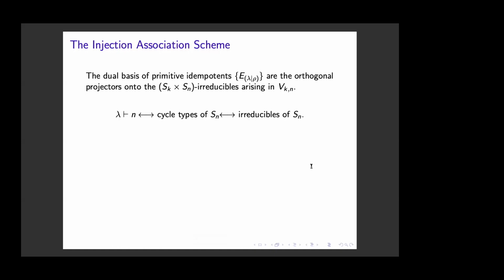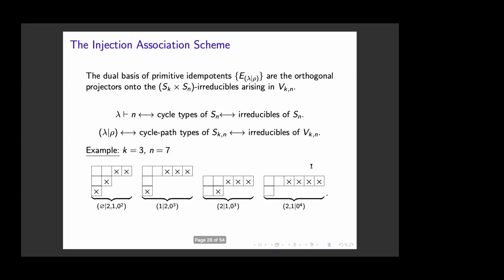Okay, so for permutations, we have this wonderful correspondence between cycle types, partitions, and irreducibles of Sn. So a natural thing to wonder is, does this generalize to injections? Is there a canonical way of associating an irreducible of VKN with cycle types of SKN? And I will do a bijection by picture here. So the answer is yes.